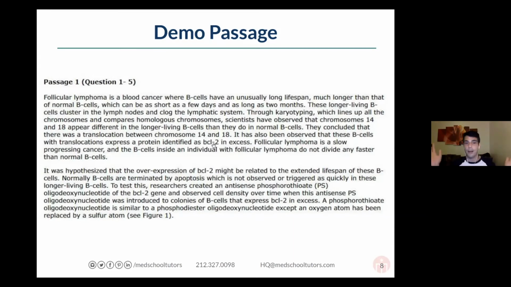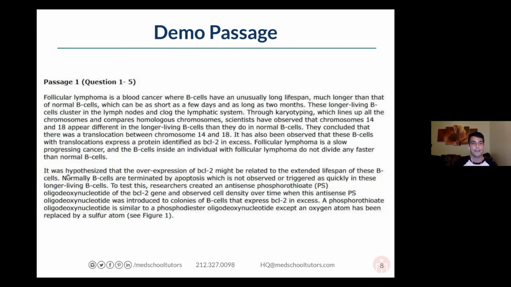So I don't care what BCL2 is, I just know that they express it in excess. FL is a slow progressing cancer, and the B cells inside an individual with FL do not divide any faster than normal B cells. That's interesting, right? Even though these B cells in FL have a really long lifespan, they're telling us that those B cells don't divide any faster than normal B cells. So they live longer, but they don't divide faster.